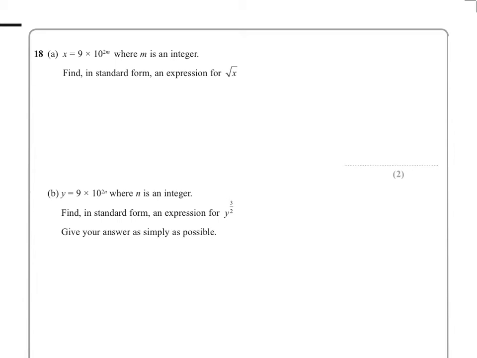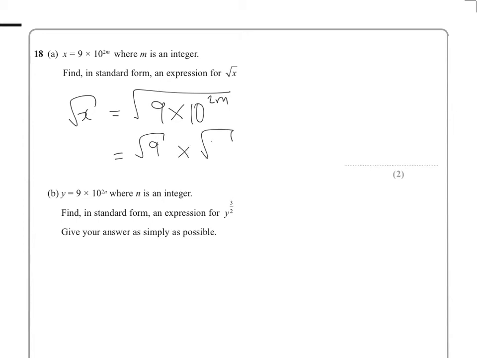Finding the standard form expression for the square root of x, well, the square root of x will equal the square root of 9 times 10 to the power of 2m. Now, because underneath the square root sign, the 9 and the 10 to the power of 2m are multiplied together, that means I can break down my square root to the square root of 9 times the square root of 10 to the power of 2m. If that sign was a plus rather than a multiply, I wouldn't be able to do that step. Square root of 9 equals 3.